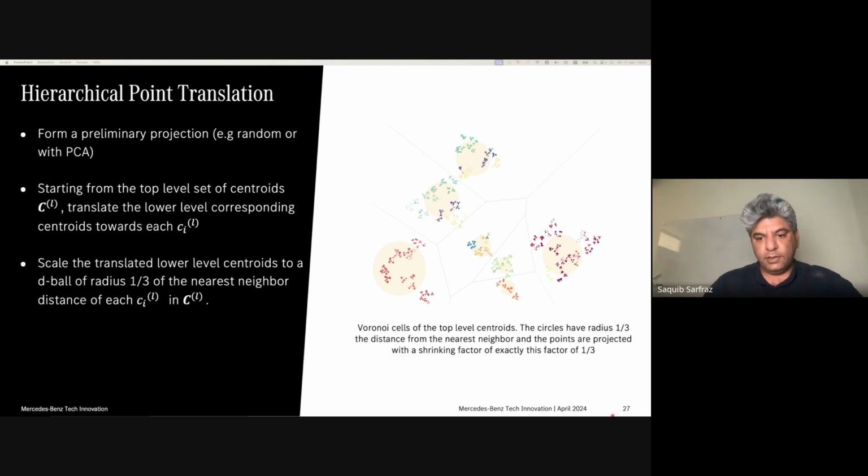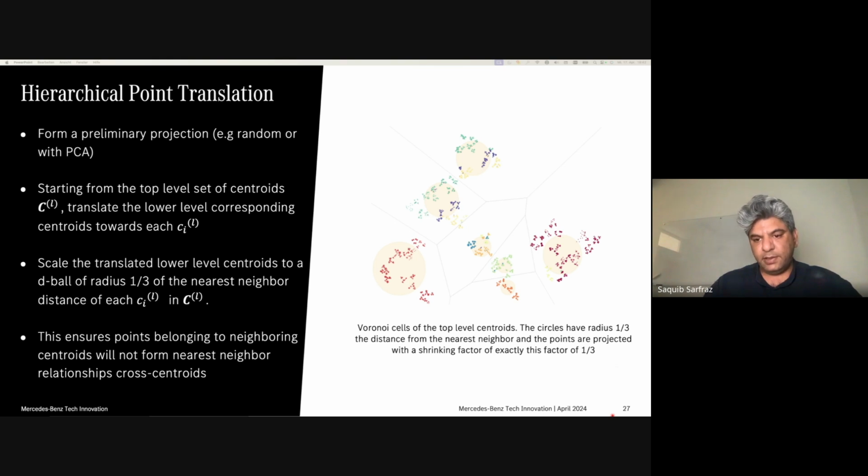And this distance guarantees that the points belonging to the neighboring centroids will not form nearest neighbor relationships across centroids, and then they would preserve the separation encoded in the tree, right? And once the points of level L minus 1 below are placed around the points of, say, level L, then we use them to translate the points of level L minus 2 around them, and so on. Same way as before. So this step is repeated until we reach the level of the data itself to form the final projection.